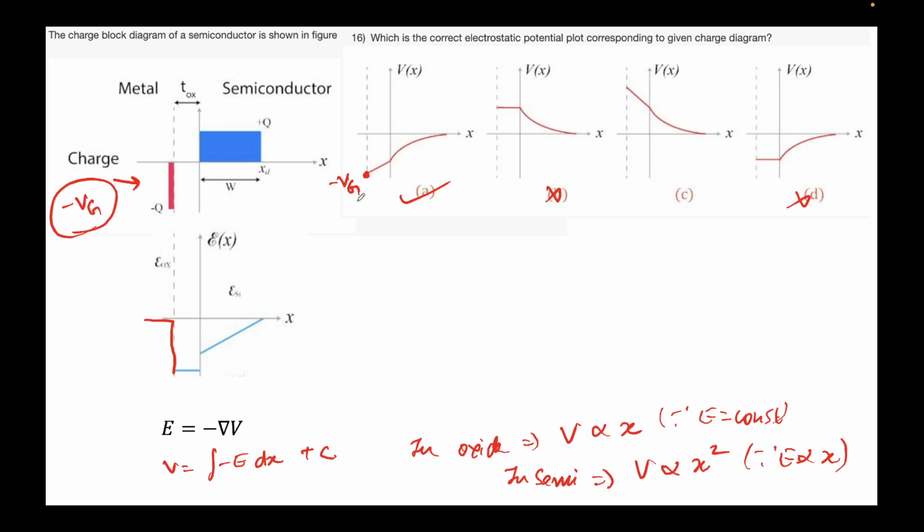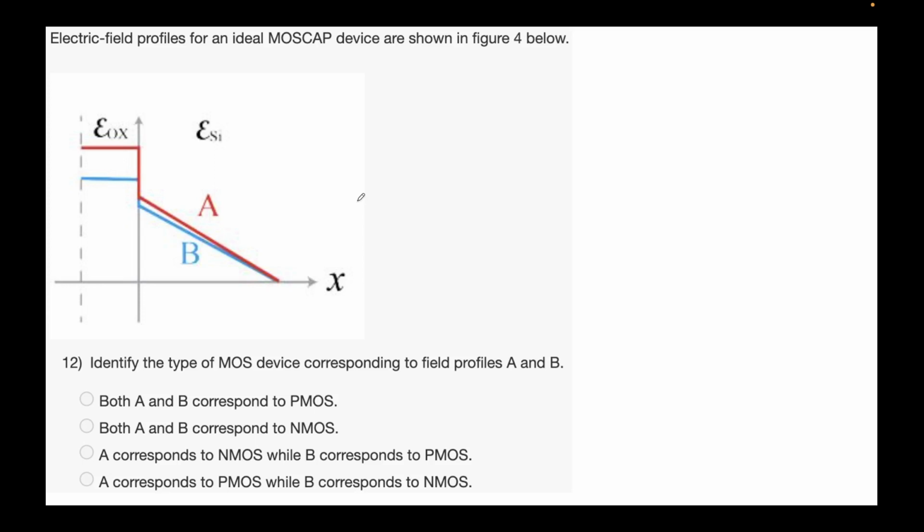Okay, now we'll do a similar problem using the same concepts and approach that we have been talking about. So here the question says electric field profiles for an ideal MOSCAP are shown. There are two MOSCAPs, A and B, and their electric field profiles are shown. We need to find the MOS device, whether it's PMOS or NMOS. So as always, is it an ideal MOSCAP? Well, yes, the question itself says so, so nothing to assume here. The question is very clear, but if not, we'll assume.